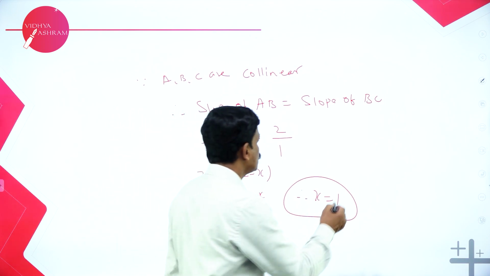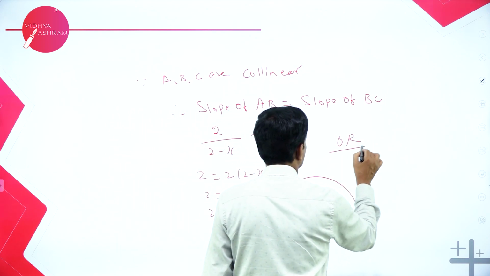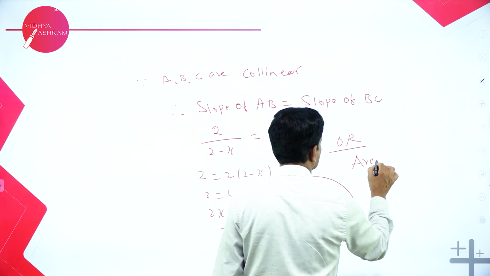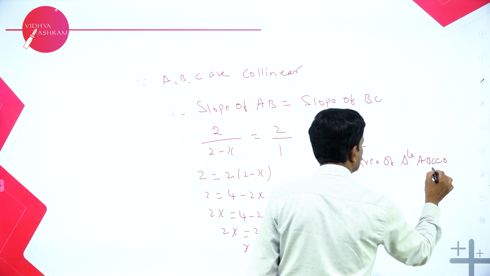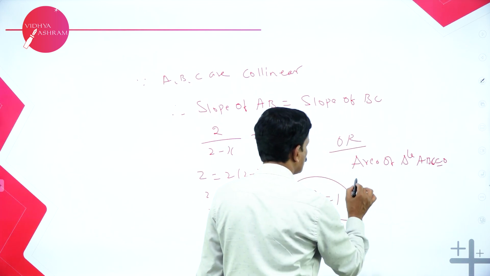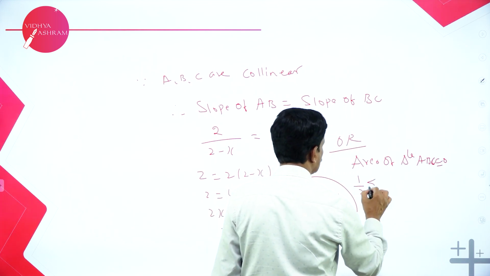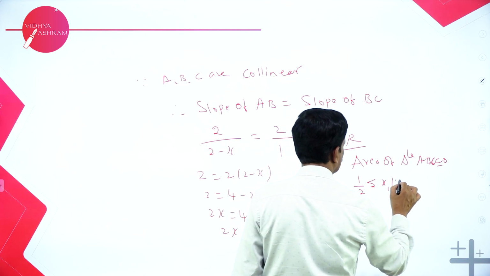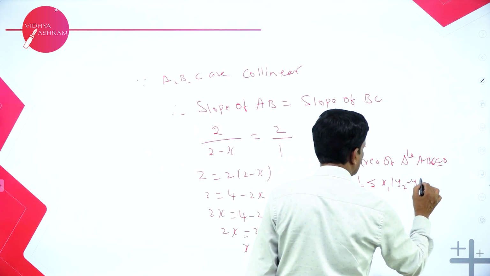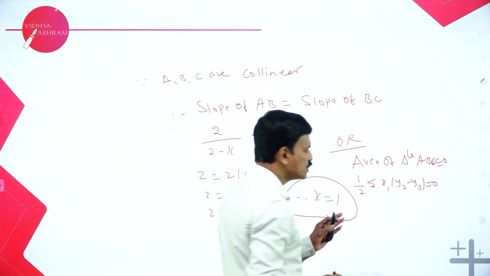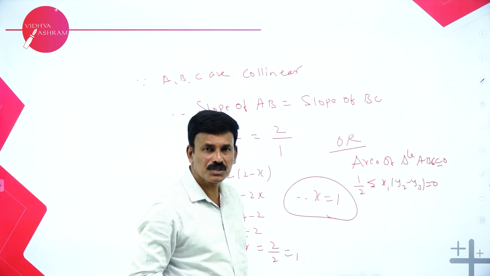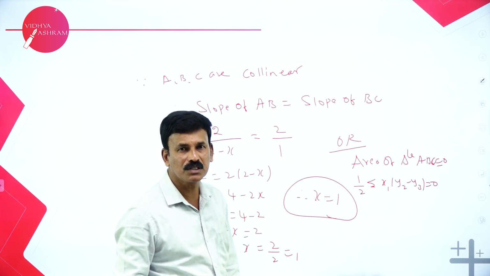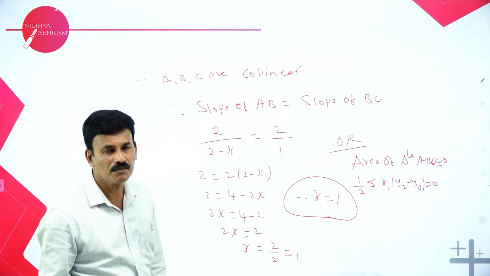Or you can also solve using the area method, using the area of a triangle. If the area of triangle ABC is equal to 0, then the points are collinear. The formula is half into sigma x1 into y2 minus y3 is equal to 0. Just find the area of the given points and equate it to 0, and you will get the value of x. Any method you can use, a slope method or area method.